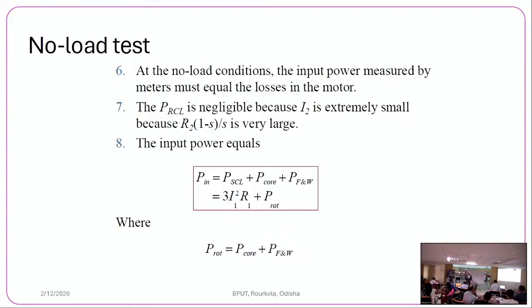In the no load test you use two wattmeters to find the total power input. If you have determined I1 and you have seen the wattmeter reading and ammeter reading, then you can subtract the I square R losses, the copper loss, and the remaining thing is the core loss. Friction and windage loss you neglect. So the core loss you determine, and you get Xm and X2 dash.